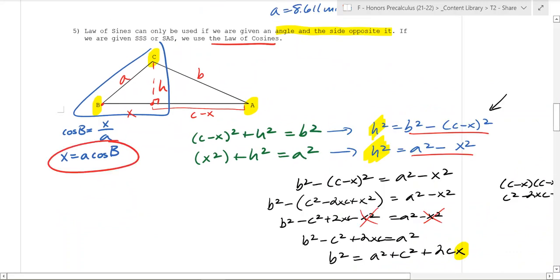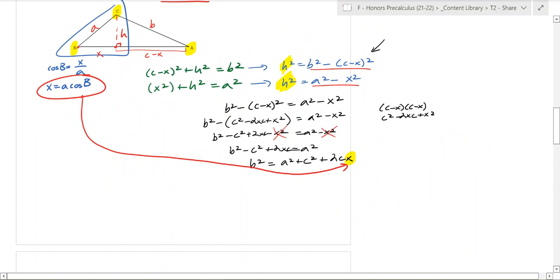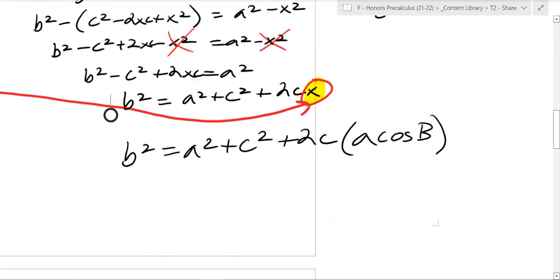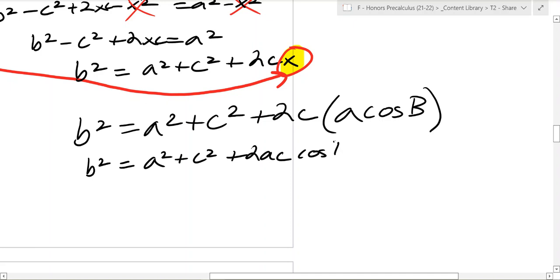So we're going to take this and plug it all the way down into this x. So what that means is that b squared is equal to a squared plus c squared plus 2c times a cosine B. You can clean that up a little bit. I like putting things in alphabetical order. So you get b squared is equal to a squared plus c squared plus 2ac cosine B.